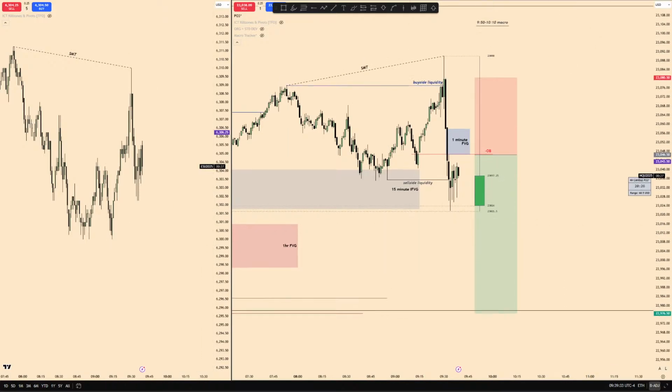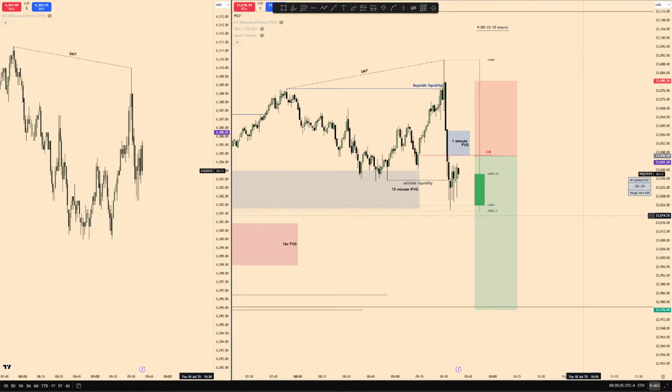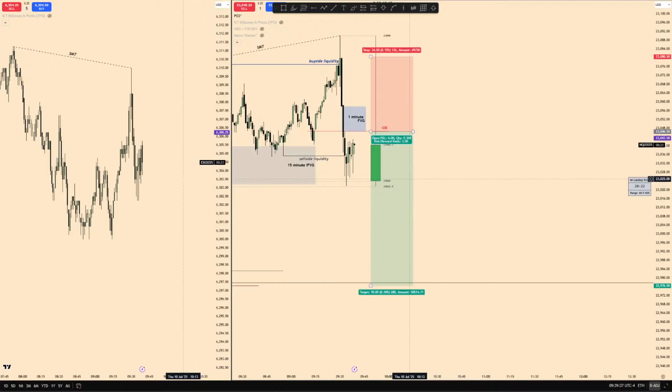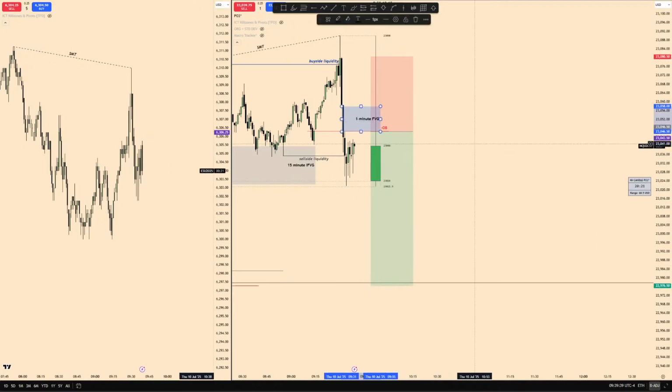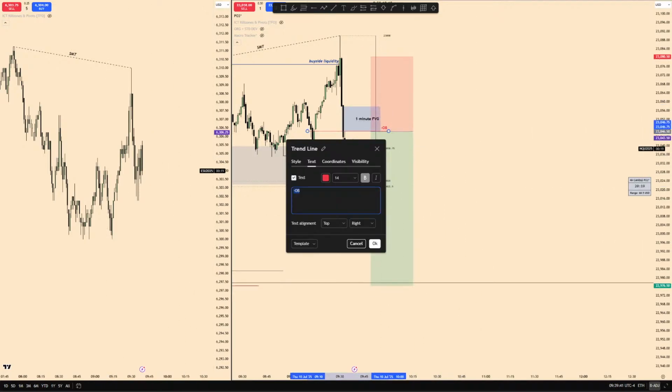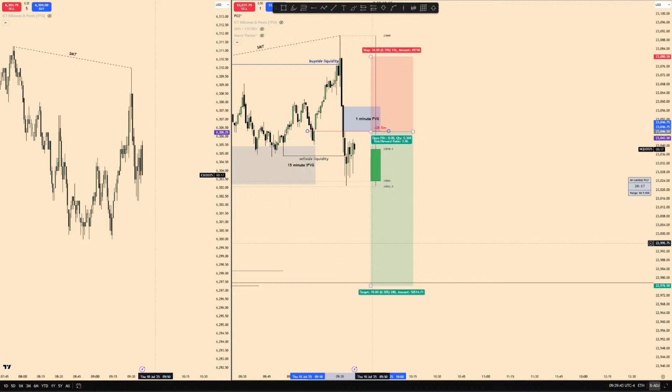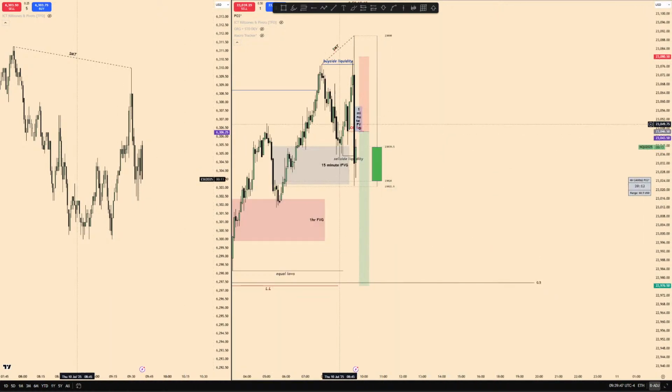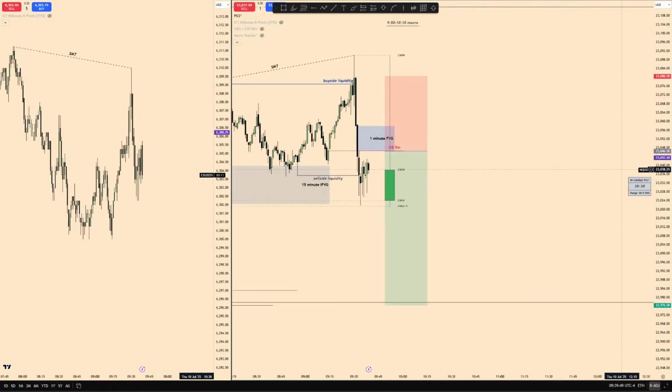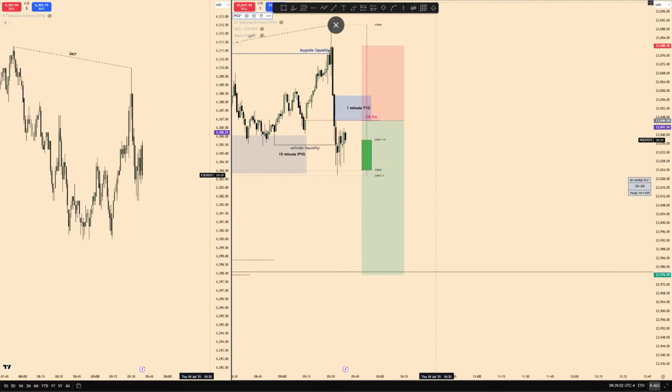Okay. Well, I don't like doing the tap of fair value gaps for entries. No, I'm not a huge fan of them either. But in a scenario like this, oh, now you're stuck, eh? Yeah.